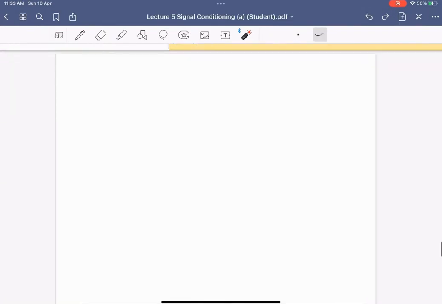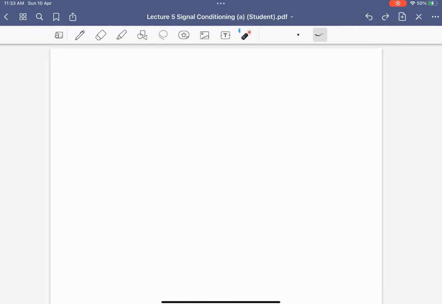How are you going to draw the non-inverting circuit if you don't remember it? Let me tell you something: any of the op-amp configurations will be derived from the inverting circuit. So let's draw the inverting circuit first.